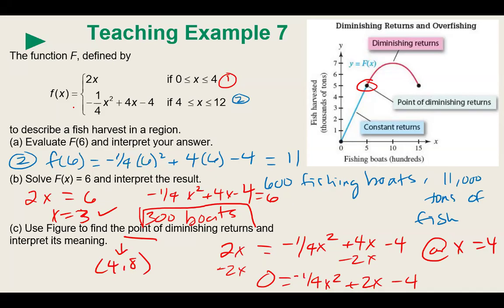Make sense? Okay, that's our real world example of a piecewise function. Do you guys have any questions, comments, or concerns about any part of what you learned today?